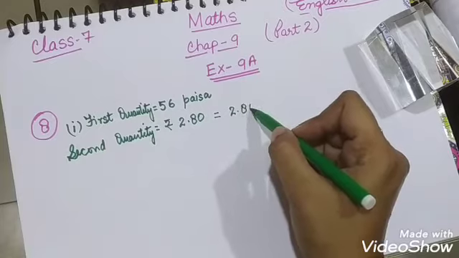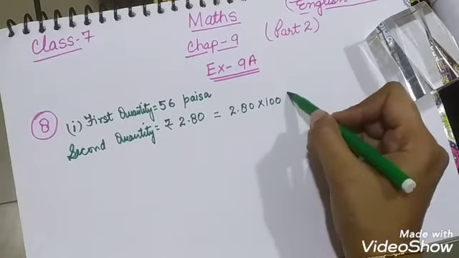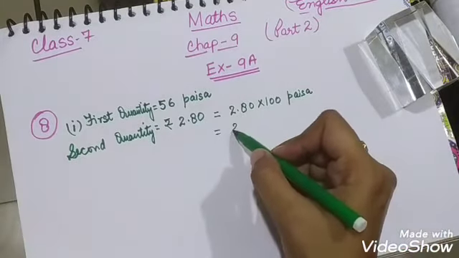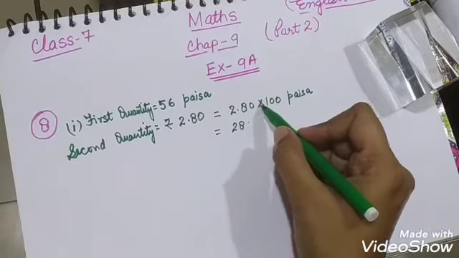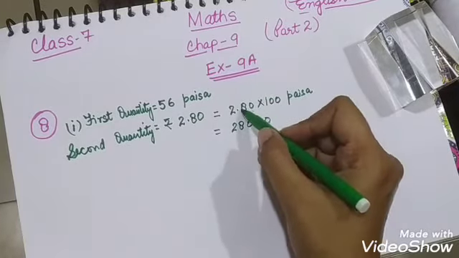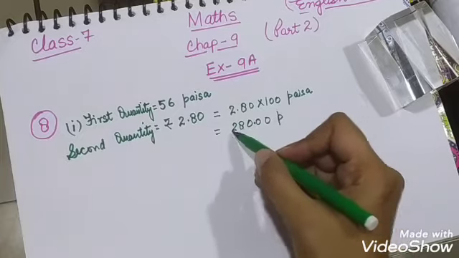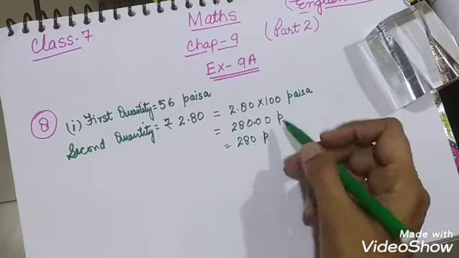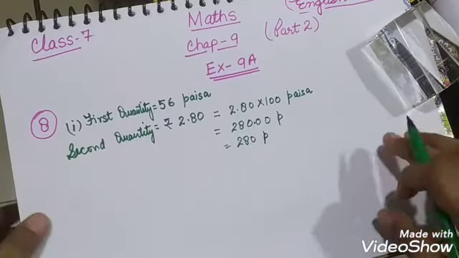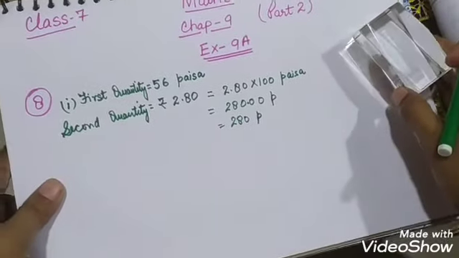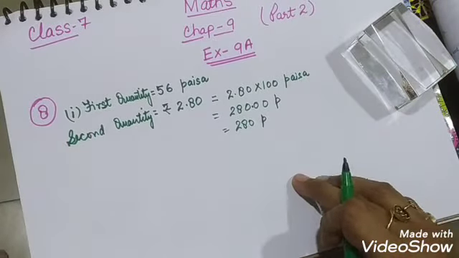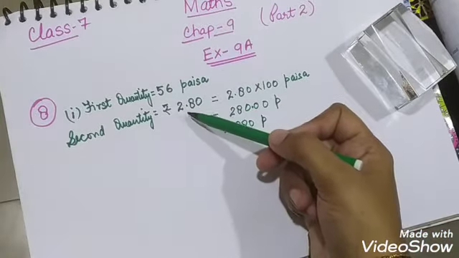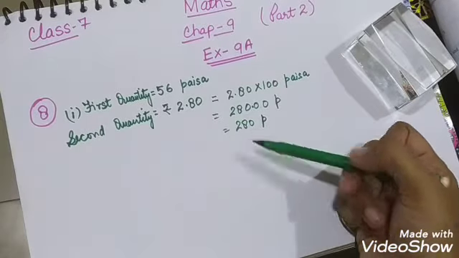We know that in 1 rupee there are 100 paise. So when we multiply it by 100, it is converted into paise. How many zeros are there? 1, 2, 3 zeros, and the decimal will be moved 2 digits. So it is 280.00 paise, which is equal to 280, because zeros after the decimal have no value. So the first quantity is 56 paise and the second quantity is 280 paise. Now we want to express 56 paise as a percent of rupees 2.80 or 280 paise.